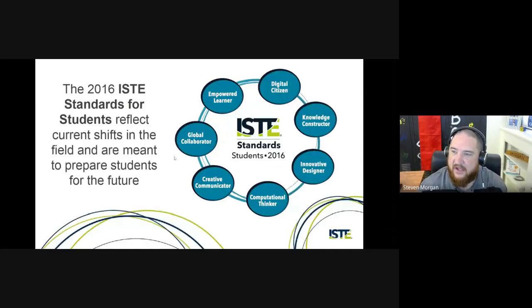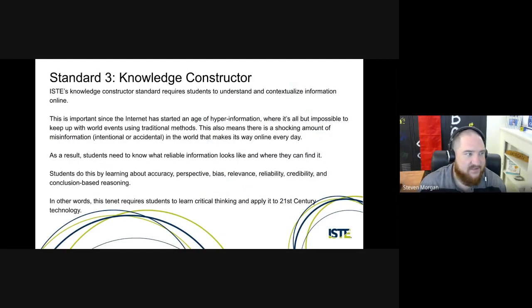Today, again, there are 7 standards to look at. Today we are on number 3, which is the Knowledge Constructor. This standard will require students to not only understand how to contextualize the information that they get, but also to keep it and maintain it in a better way than they would normally.